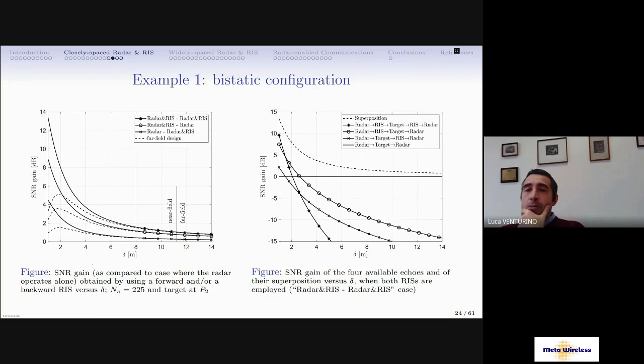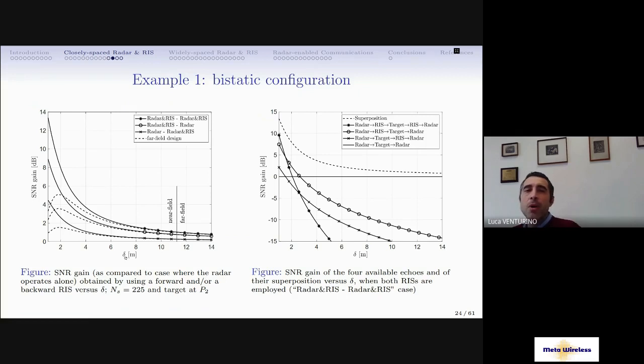Another important fact that we see from this figure is that if we increase the distance delta between the RIS and the radar, the SNR gain that we get dramatically reduces, which means that the improvement that we can have as compared to the radar operating alone becomes smaller and smaller as delta increases.